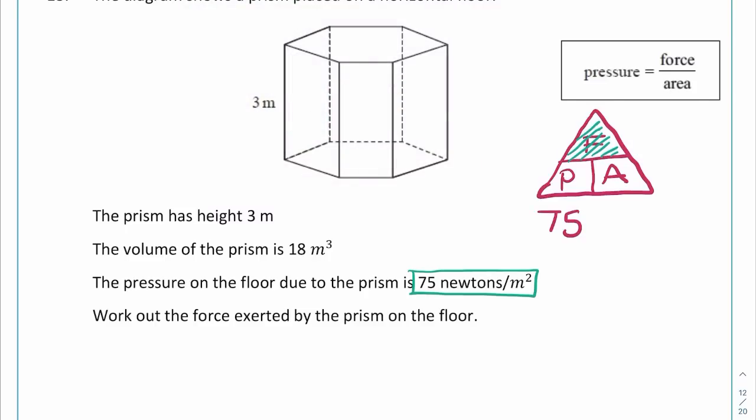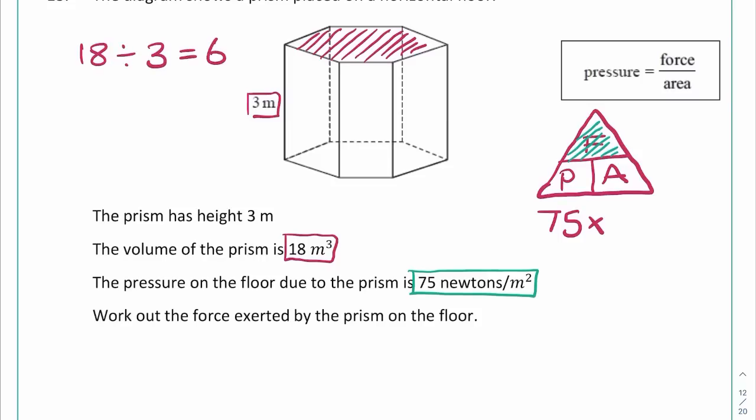So we know we're going to be doing 75 times something. The problem is we don't know the area of the cross section, but we have been told the volume. The volume is 18, and we know that to get the volume of any prism, you multiply the area of the cross section and times it by the length it goes through the shape. In this case, that's 3. If we do the reverse of that, to get the area of the cross section, we do the volume divided by the length it goes through the shape, and that tells me the area, which is 6. So the area of this base must be 6 metres squared.